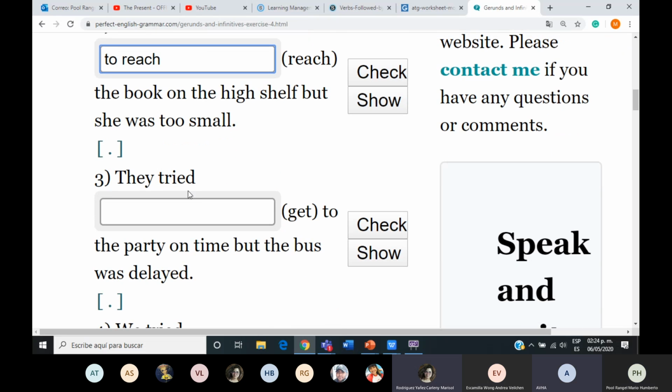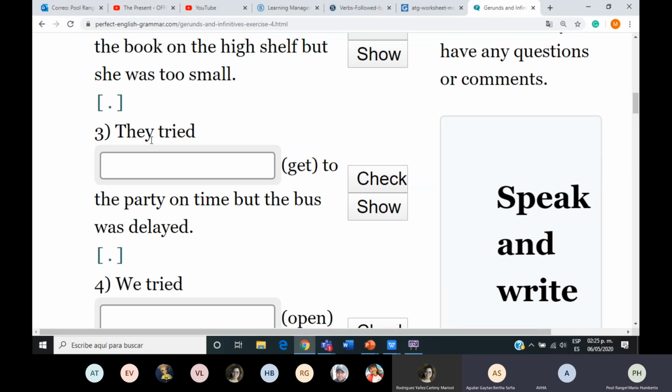Okay. Luego dice, they tried get to the party on time, but the bus was delayed. Entonces, a ver, they tried getting or they tried to get. Intentaron llegar a la fiesta a tiempo, pero pues el autobús venía retrasado.